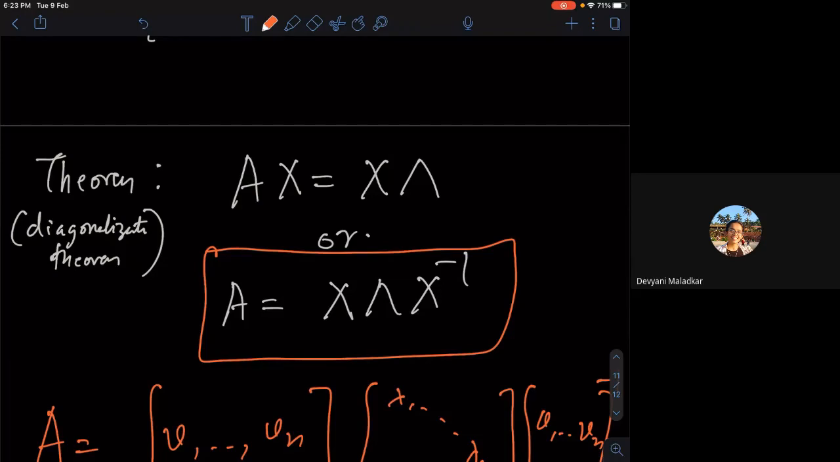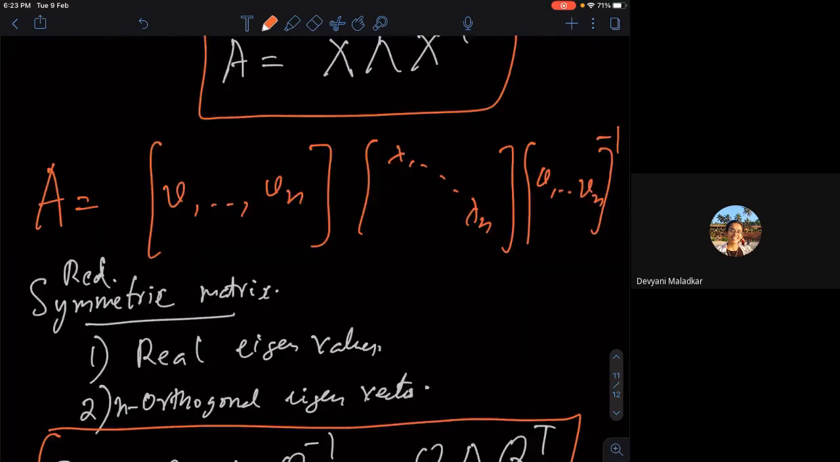In the next lecture, we will see some applications of this diagonalization, and in general about eigenvalues and eigenvectors: where they can be used, and how we use them in practice. That will be our aim next lecture. Any doubts?